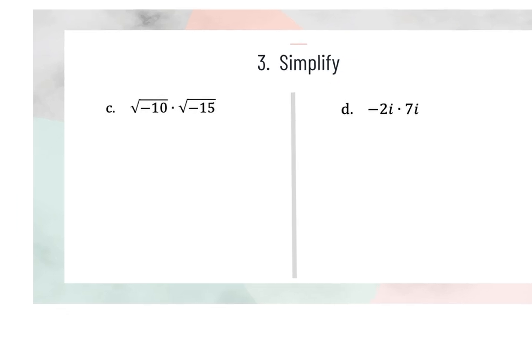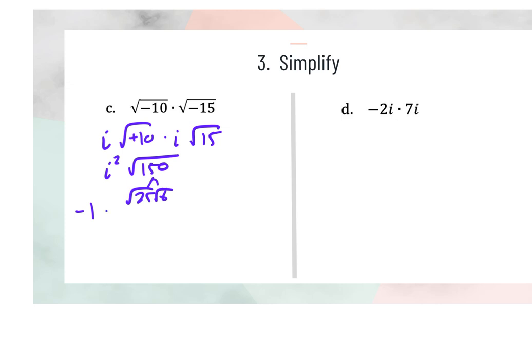All right, now when I do this, I can put these together. Okay? So this is like i times square root of -10, or positive 10, times i square root of 15. So I put the i's together. I put what's underneath together. So i squared is just going to be -1. This can split into 25 and 6. So I'm going to have -1 times 5 times square root of 6, or -5 square root of 6.